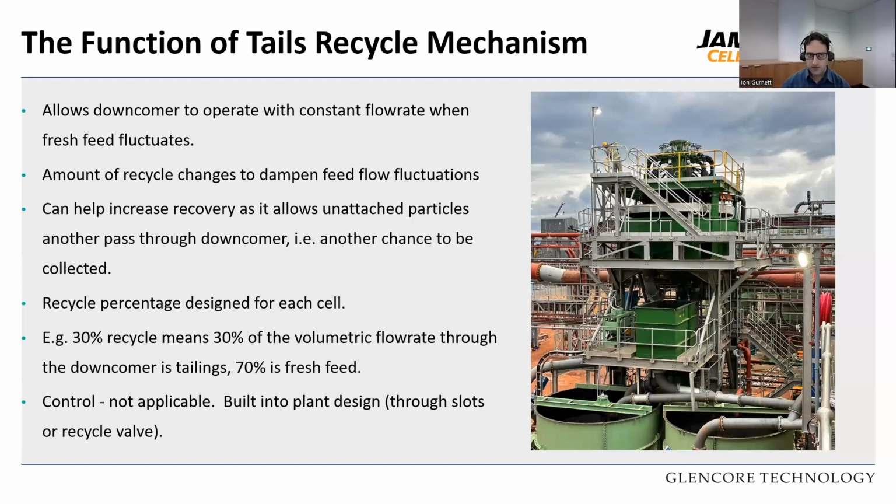In every process, we design a recycle percentage in, and what that means is if I have a 30% recycle, that means 30% of the volumetric flow rate through that downcomer is tailings, 70% is fresh feed. These change in different applications. If you're looking at rougher scavenging, it can be anywhere from 20 to 30%. Cleaning duties can be anywhere from 30 to 60% recycle. The control is not applicable. You don't have to do anything special. We already have this built into the plant design.